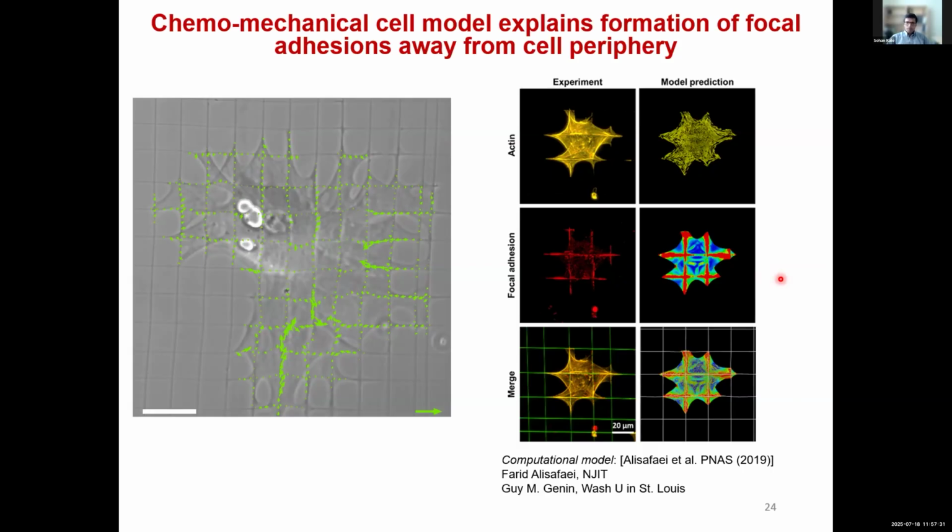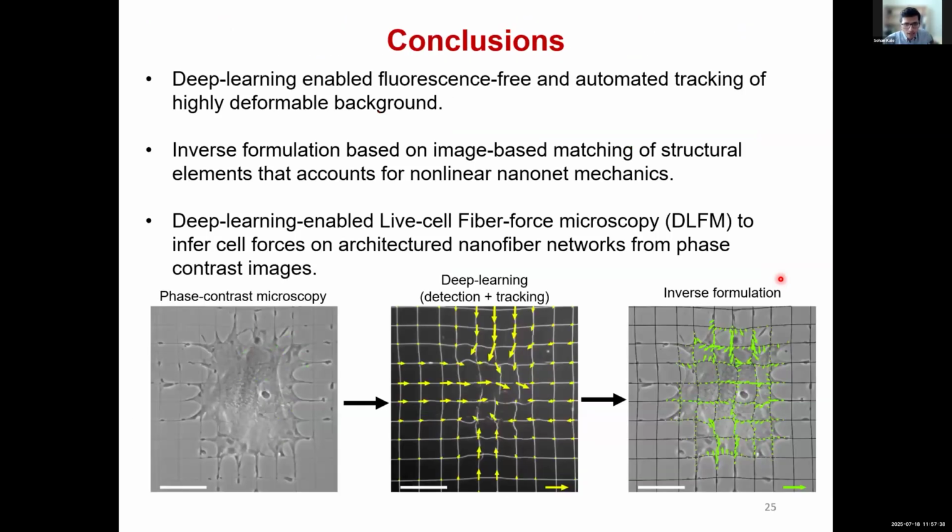So that was one of the biophysical observations that was triggered by this initial study and the method. But I would conclude by saying that we have this deep learning enabled method that allows us to go directly from the phase contrast microscopy to the forces, eliminating the fluorescence imaging step.